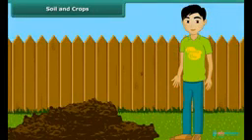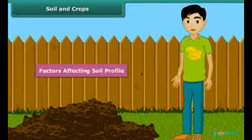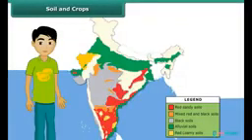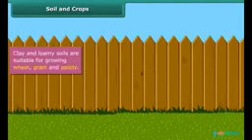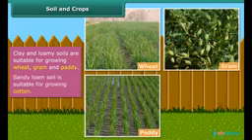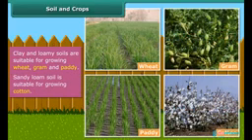Soil and crops. Soil profile is affected by wind, rainfall, temperature, light and humidity. These factors determine the type of vegetation grown in that region. India is a vast country. Different types of soils are found here. Let's see the type of vegetation grown on these soils. Clay and loamy soils are good at retaining water, so they are suitable for growing wheat, gram and paddy. Cotton is grown in sandy loam soil, which can drain water easily and can hold plenty of air.